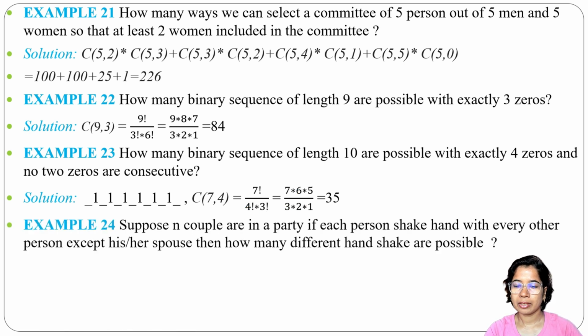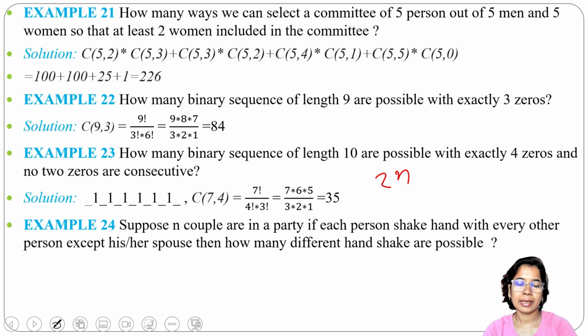Next, example 24. Suppose n couples are in a party. If each person shakes hands with every other person except his or her spouse, then how many different handshakes are possible? So there are a total of n couples. N couples means there are a total of 2n persons. Okay. And in those 2n persons, every 2 people will handshake. So it will be C2n2. And from that, n handshakes are restricted as they cannot shake hands with their spouse.